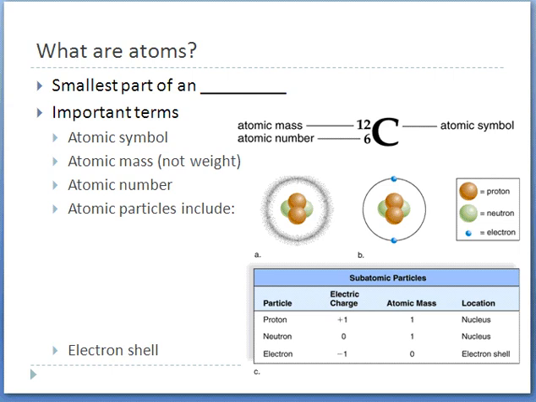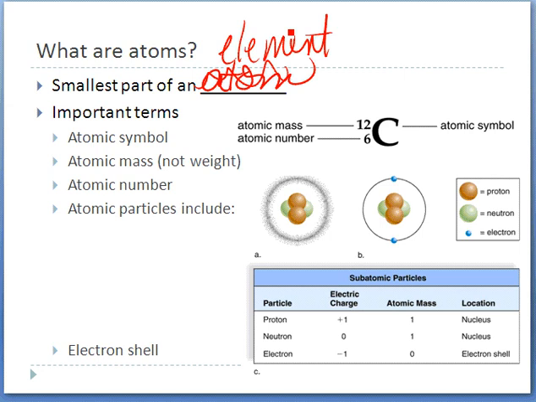Now, if we look at an element like oxygen, the smallest unit of an element that still retains all the properties of that element is called an atom. Okay, so the smallest part of an element is an atom. Oops, that should be element there. The smallest part of an element is an atom. And atoms have some unique characteristics and qualities to them, and there's a few terms I want to go over on this page that relate to those characteristics and qualities.